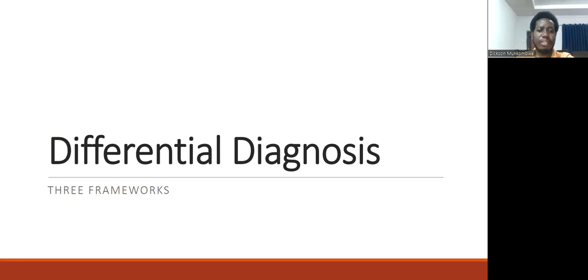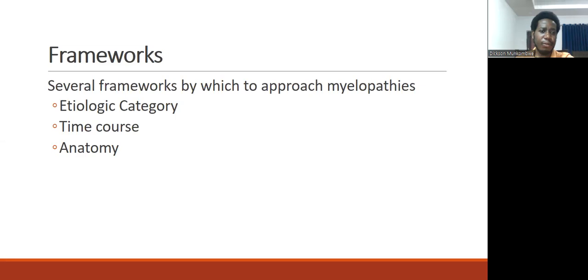So how do you approach the differential diagnosis of spinal cord disorders? We usually tend to look at it in terms of 3 frameworks. Firstly is the etiologic category. Then you look at it in terms of time course, and then you look at it in terms of anatomy. So we'll go through these frameworks for coming up with a differential diagnosis of spinal cord disorders.